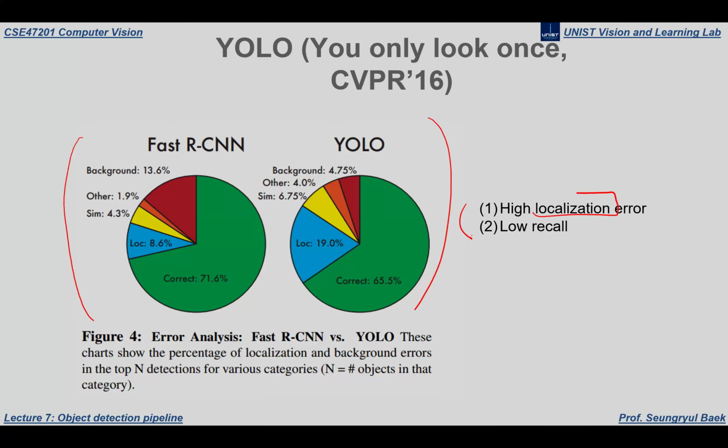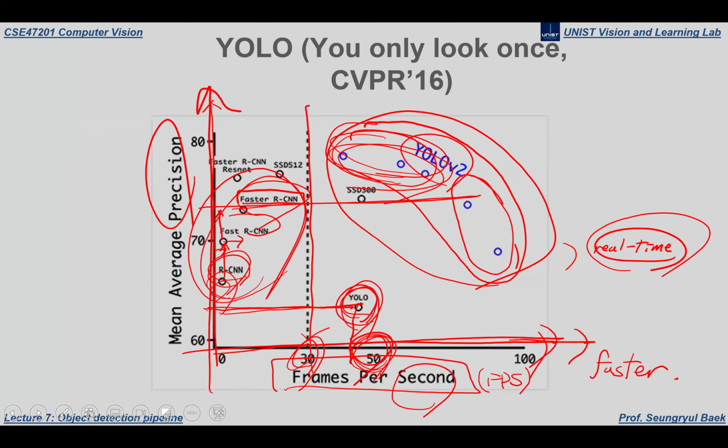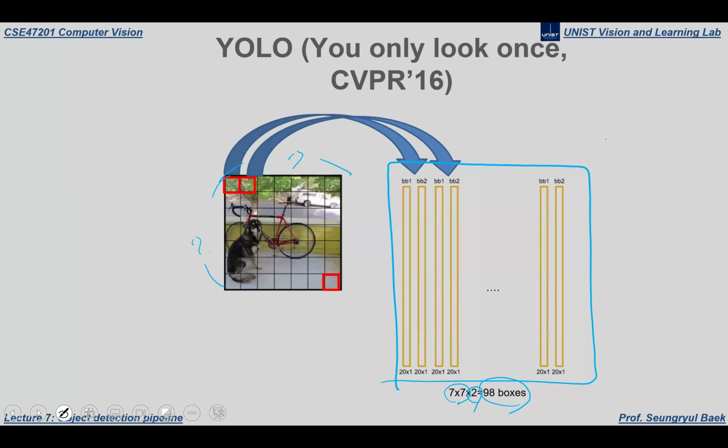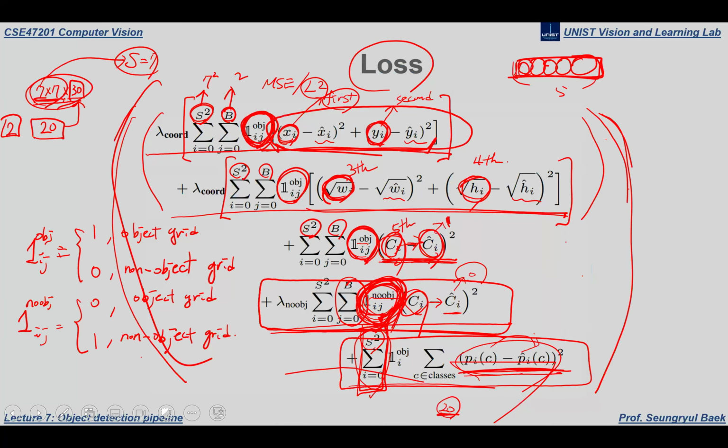YOLO is estimating only 98 bounding boxes. Okay, so I already told that. So original YOLO is estimating only 98 boxes from the overall image. So if you have images with more objects than these bounding boxes, then it cannot work properly for those images. Okay? If there are many objects inside, then YOLO may fail. So that's the limitation of YOLO, and subsequent versions of YOLO are trying to solve this problem.